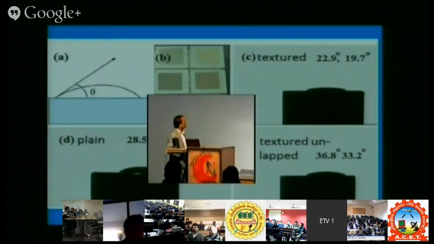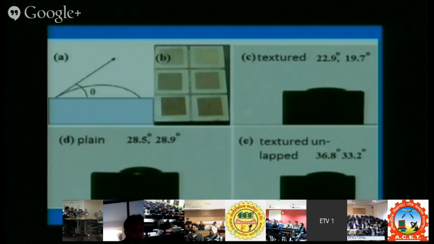Now another surface can be seen here, the textured unlapped surface, at 36.8 degrees. So the contact angle is more, so it is a poor surface and won't work properly.